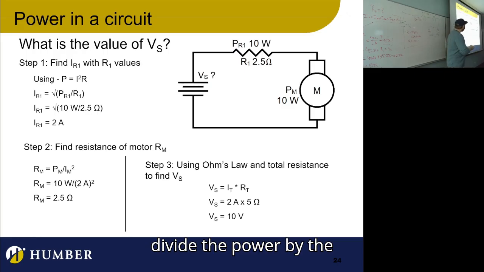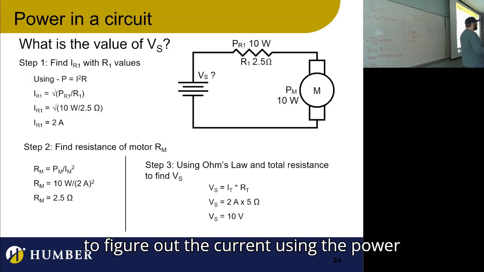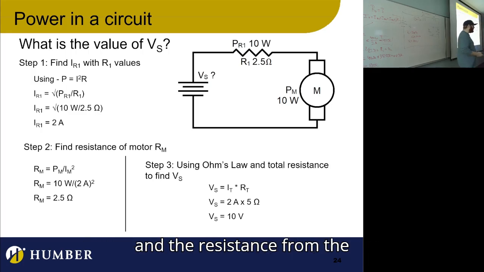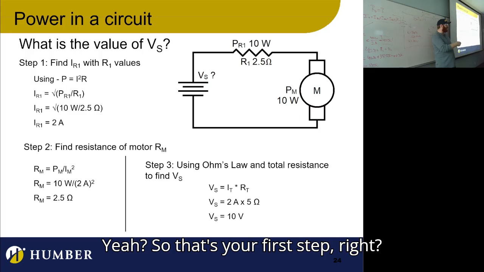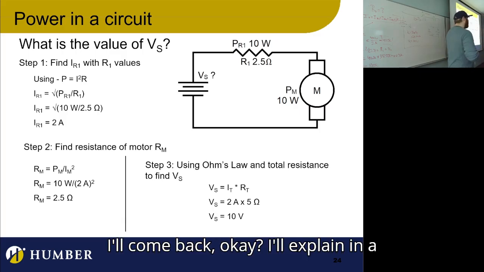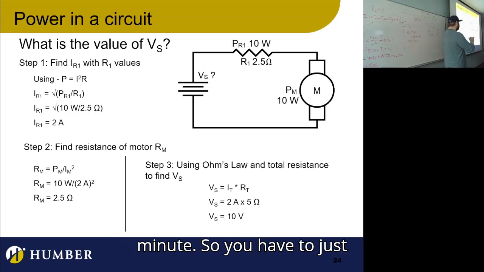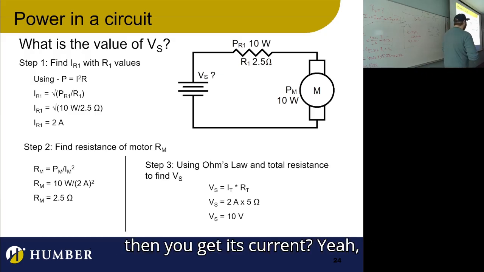You divide the power by the resistance. You don't even have to go that far. You can just say we're going to figure out the current using the power and the resistance from the resistor 1. Yeah? So that's your first step, right? And then what? Square root it. I'll come back. Okay, I'll explain in a minute. So you have to just divide the power by the resistance, and then you get its current.